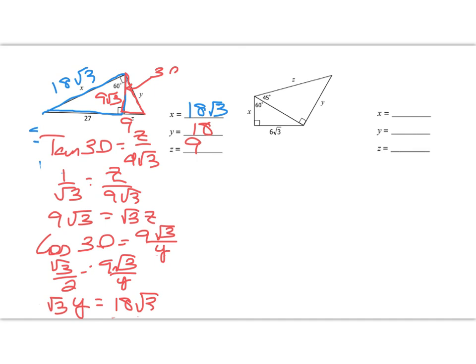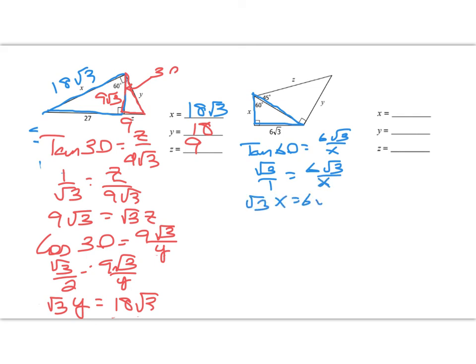So the next one, we will start off by, let's see, this triangle right here is the only one that has a side. So let's find x first, which would be tangent. The tangent of 60 is equal to 6 square root of 3 over x. Tangent of 60 is the square root of 3 over 1, equals 6 square root of 3 over x. So the square root of 3 x, cross multiplying, is equal to 6 square root of 3. So x is equal to 6.